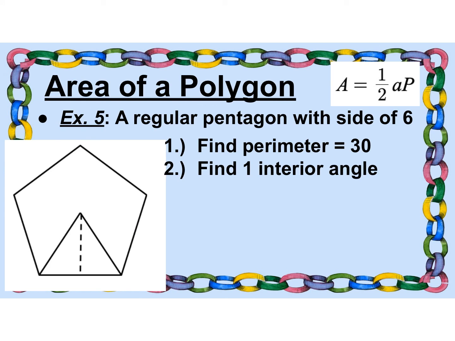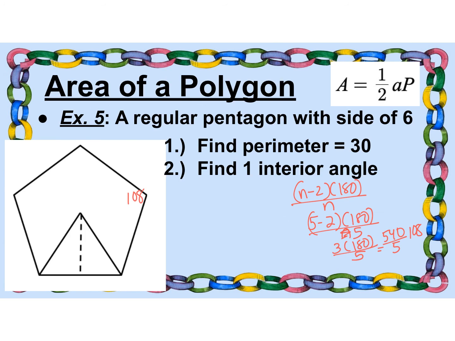Now I need to find one interior angle. So that's going to be n minus 2 times 180 divided by n. So my n now is 5. So we're going to have 3 times 180 divided by 5, which is 540 divided by 5, which is 108. So the whole angle is 108 there. And then we're going to cut that in half because when you draw this, they do bisect that 108. So we're looking at 54 there. So I found one interior angle.